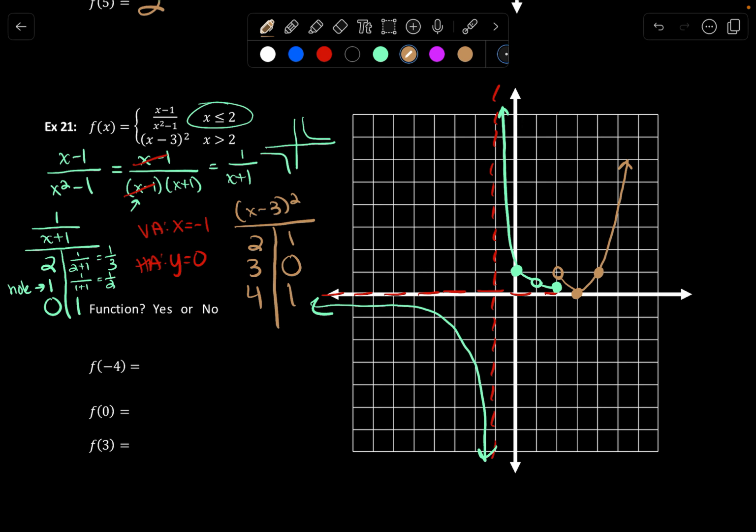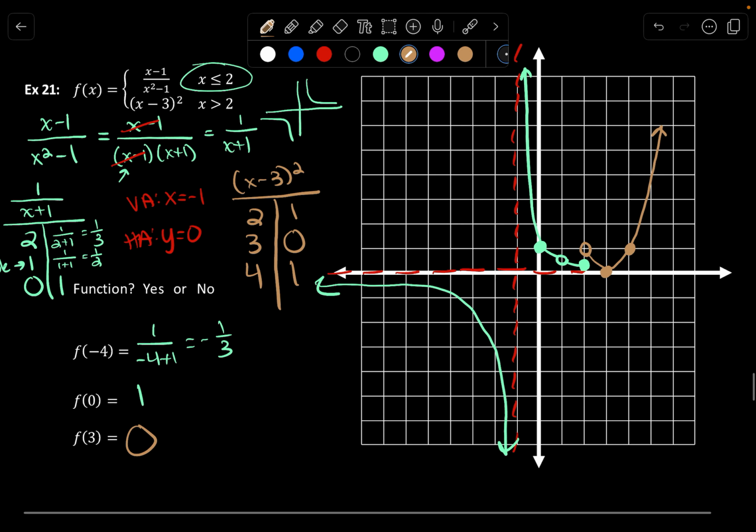So when x is equal to -4, we're going to use the first piece. So we'll have 1 over -4 plus 1, which is equal to -1/3. F of 0, we found that already with the first one. That's going to have an output of 1. And then f of 3, we found that with the second one. So that's going to be 0.